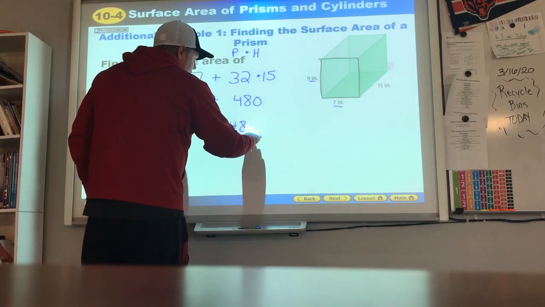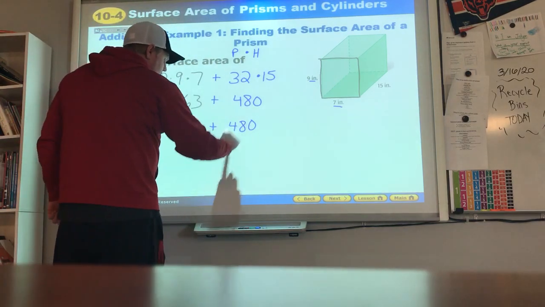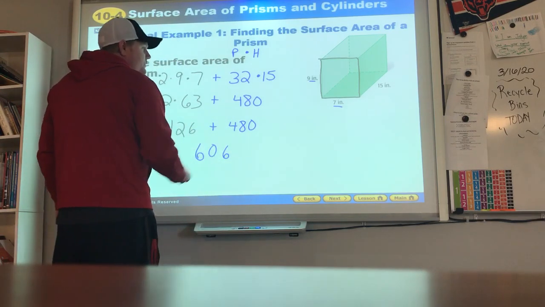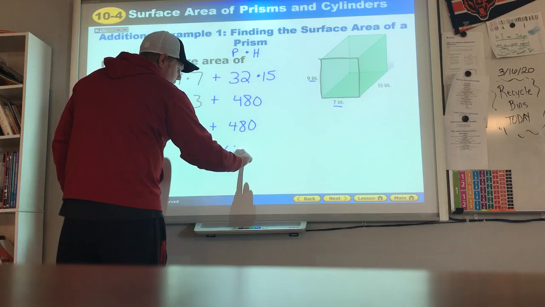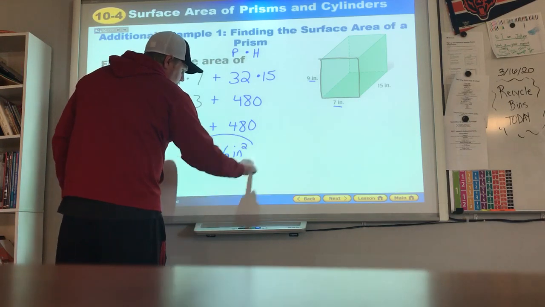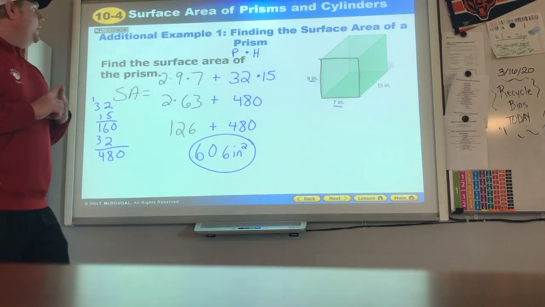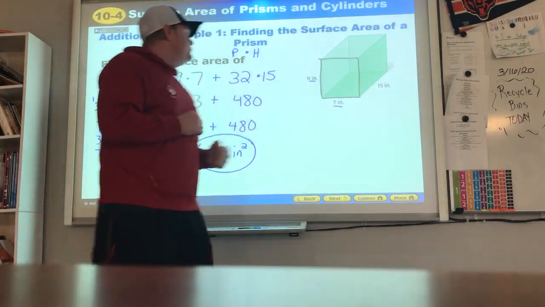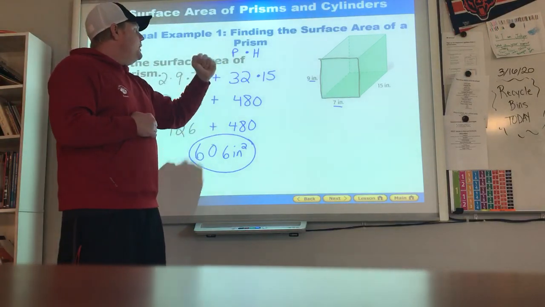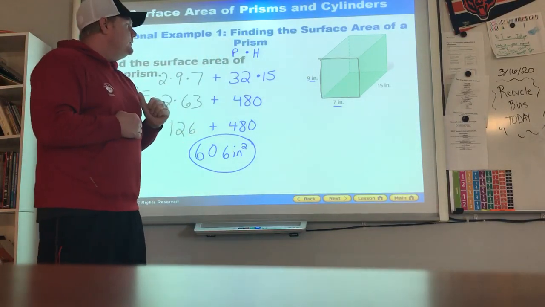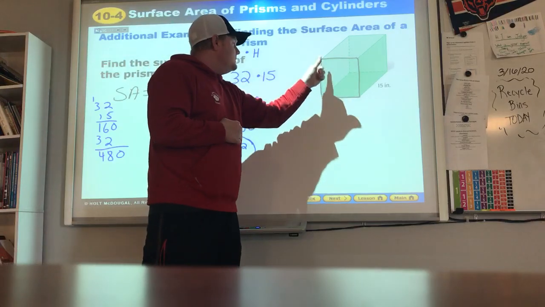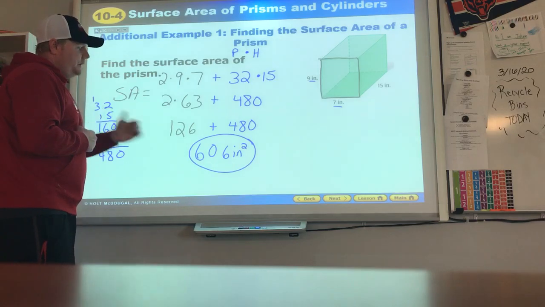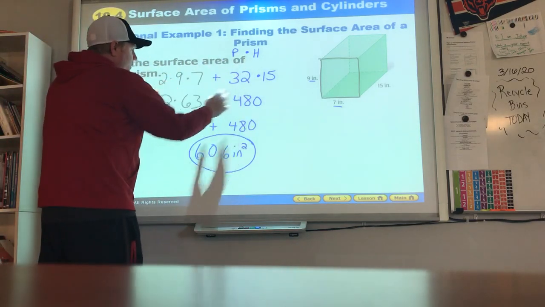All right. Then I add these two together. 126 plus 480 is 606 inches squared. Area of base times 2, because there's always 2, plus perimeter times height. Perimeter of the base times the height. And we got 606 when we added them all together.